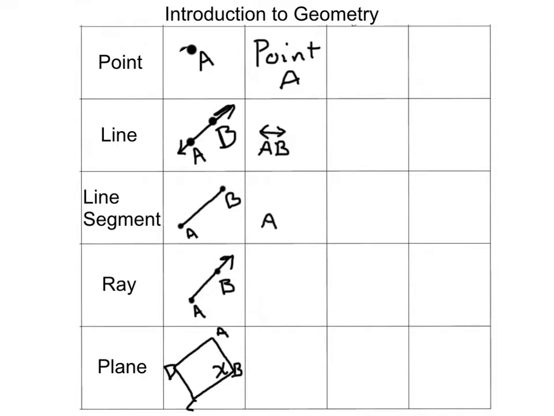For a line segment, you take AB again, and this time you just draw a line with no arrowheads on either side. For a ray, I'm pretty sure you guys know what's coming. You draw a line with an arrowhead on one end only, and that would be ray AB. For a plane, again, this is one where you just write it out. We would call this plane, and I'm going to use X. I'm just going to say plane X.